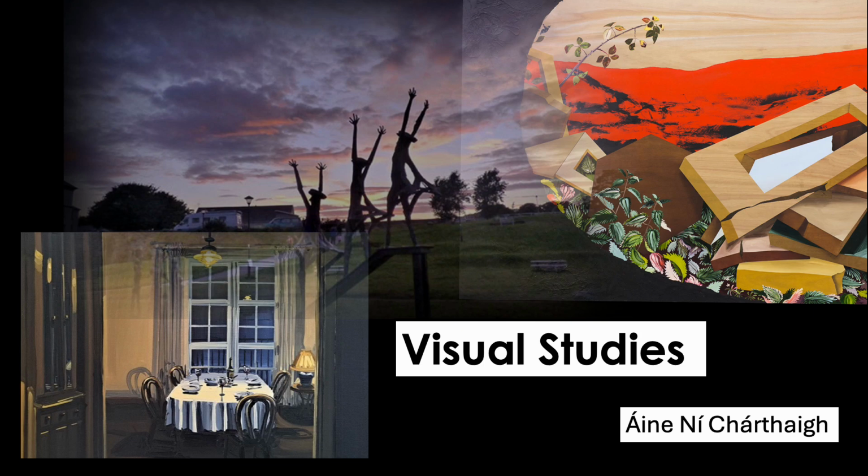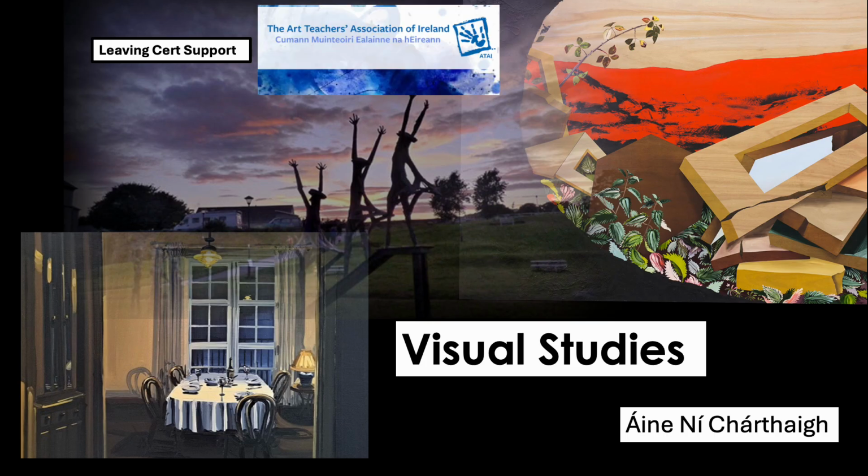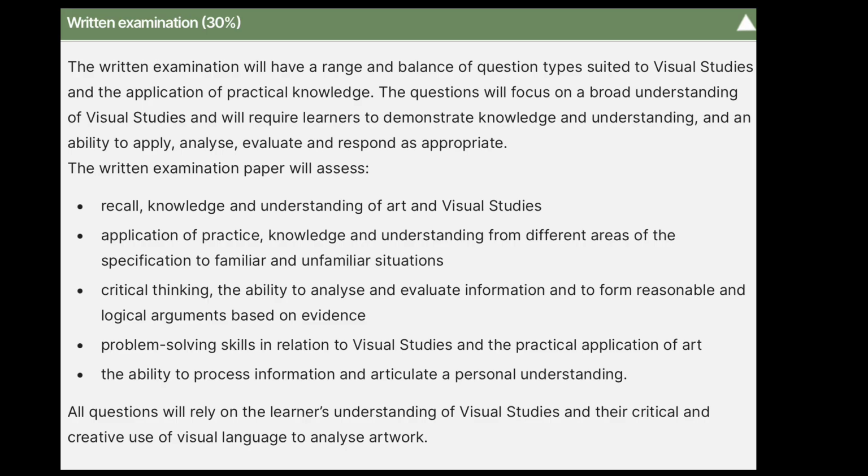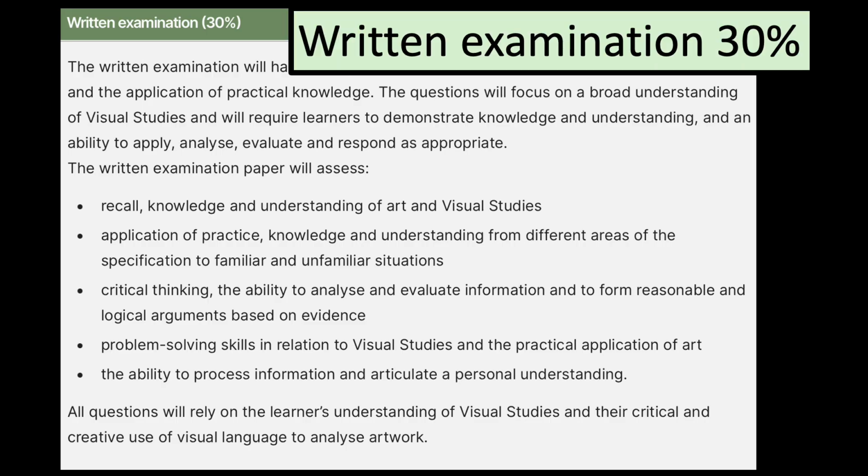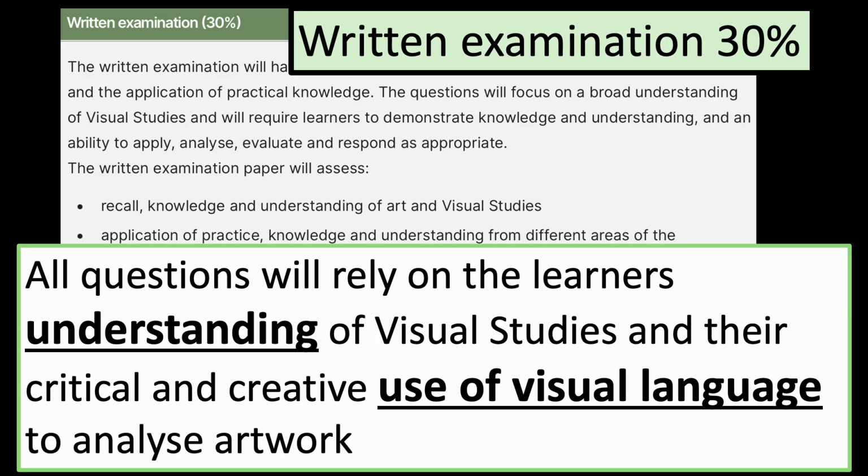So we're going to look at today's world. We're going to look at visual studies and concentrate on this section on today's world. Now, the written examination takes 30% of the overall marks, and this is divided into 3 sections, and all questions will rely on the learner's understanding of visual studies and their critical and creative use of visual language to analyse artworks.